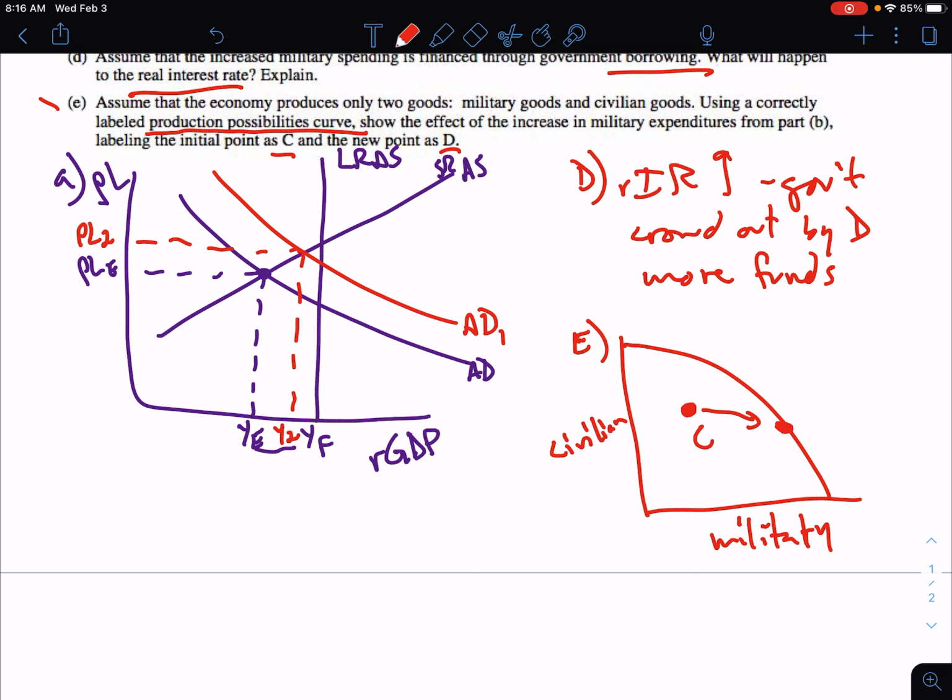It doesn't matter whether you have military on this axis or this axis, just you have to show more stuff getting made, and that the more stuff getting made includes more military stuff. So you have to have an increase this way in military. But obviously if you switch these two, it would look different and still be correct.